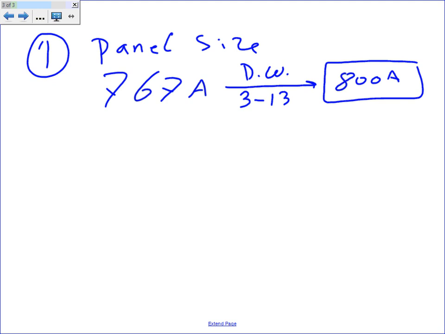We're just talking about this one this morning, Chris. 800. Okay, so this is my panel. The second thing is the overcurrent protection device.